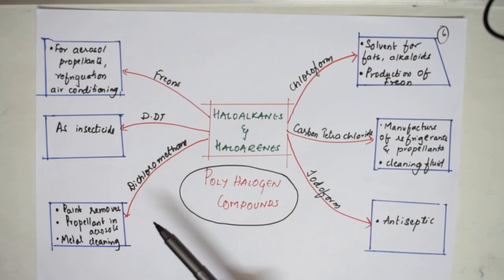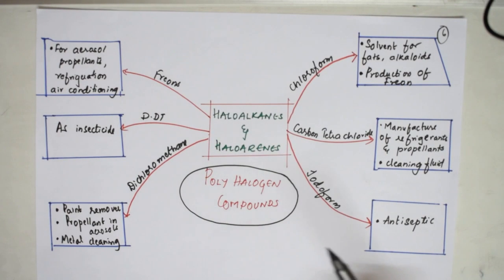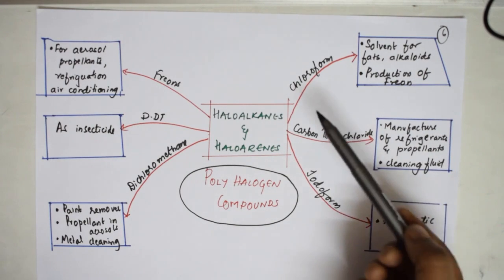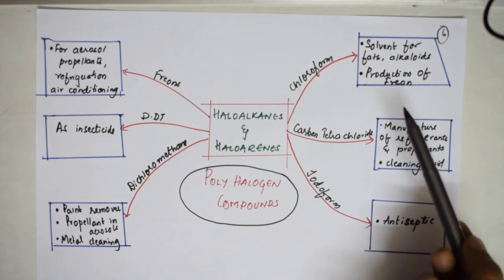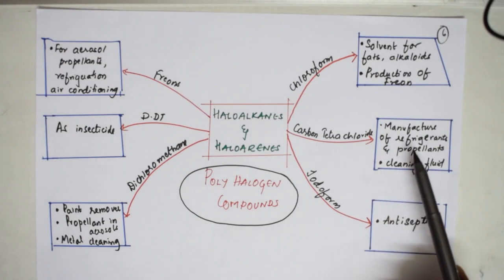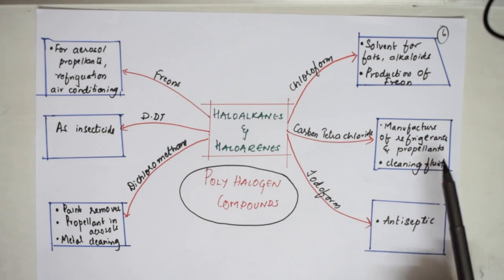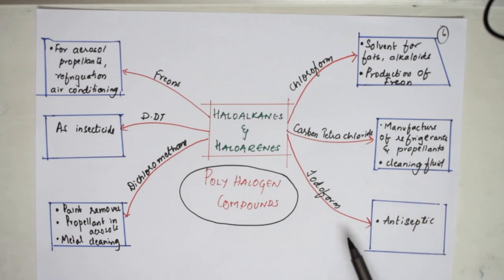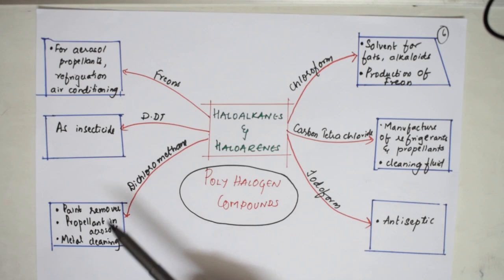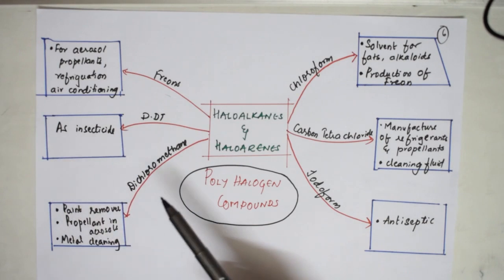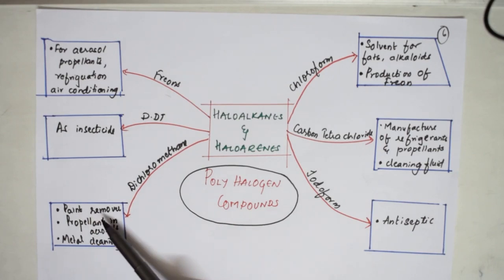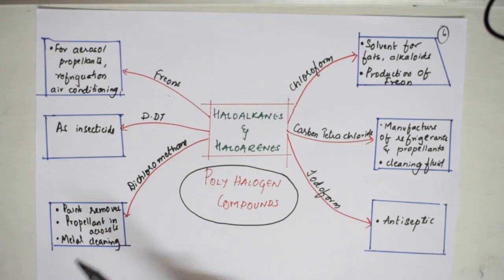I have noted the important uses of this. So chloroform is used as a solvent for fats and alkaloids and production of freons. Carbon tetrachloride is used for the manufacturing of refrigerants and propellants and cleaning fluid, and iodoform is used as an antiseptic. So again, freons, these are the uses. DDT is used as an insecticide, and dichloromethane is used as a paint remover, propellant in aerosols and metal cleaning. So basically I have done all the topics, students, one after the other.